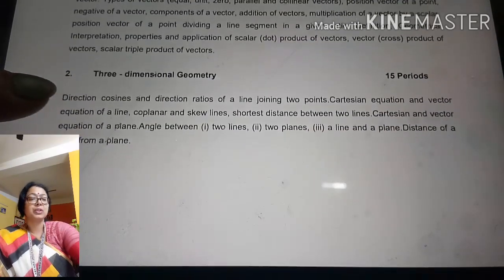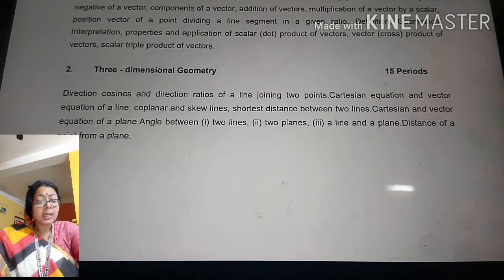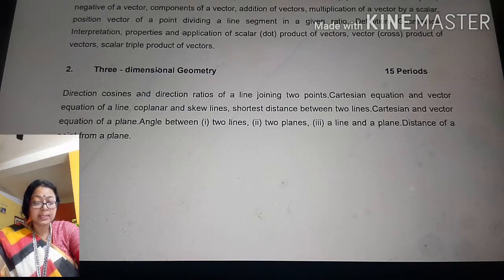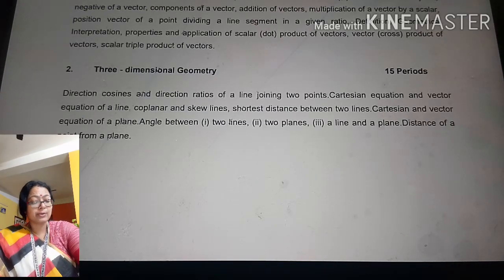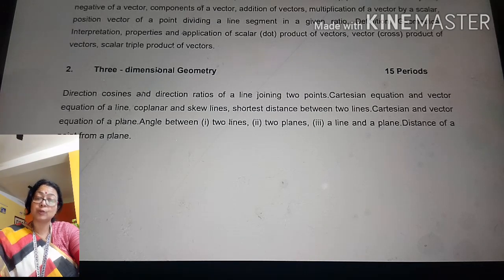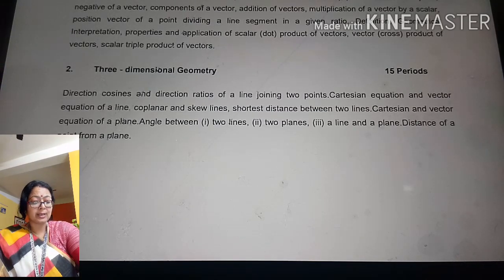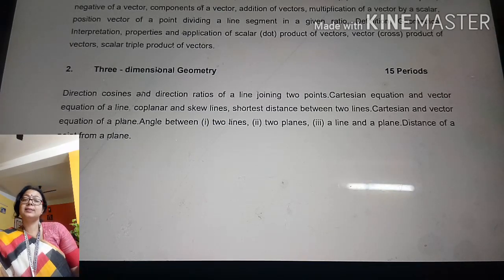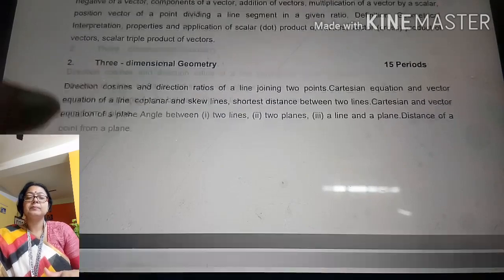Next is three-dimensional geometry, 3D. Here also 15 periods are allotted. Direction cosines, direction ratios of a line joining 2 points, Cartesian equation, vector equation of a line, coplanar, skew lines, shortest distance between two lines, Cartesian and vector equation of a plane, angle between two lines or two planes, these all you have to know.